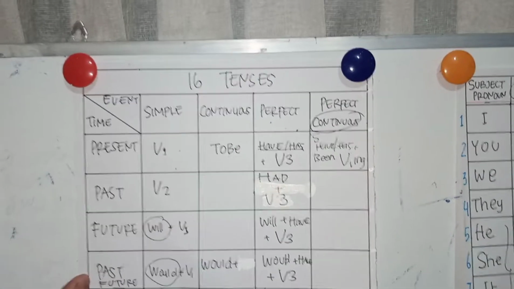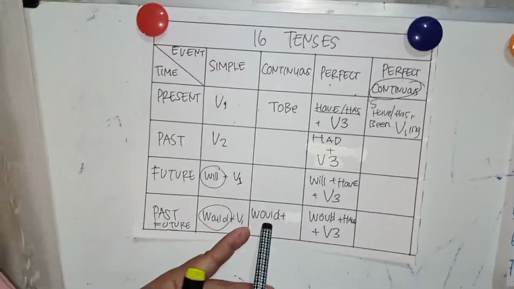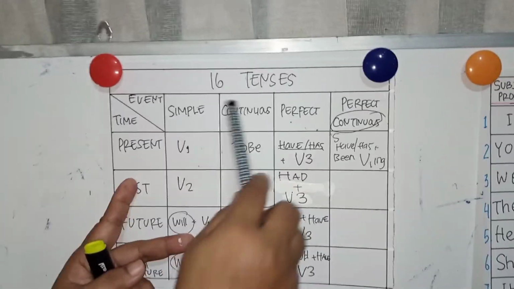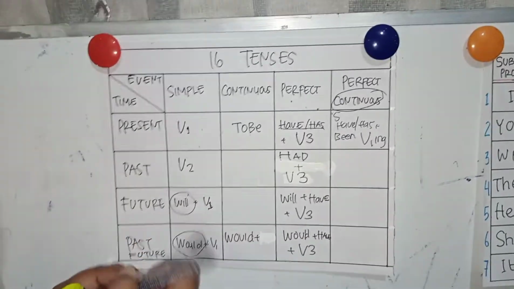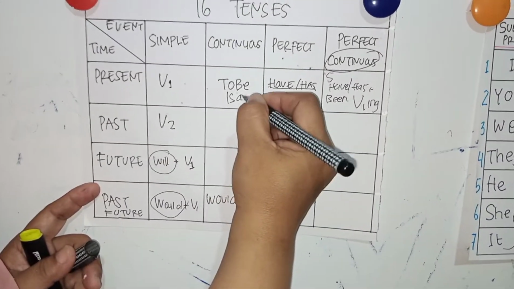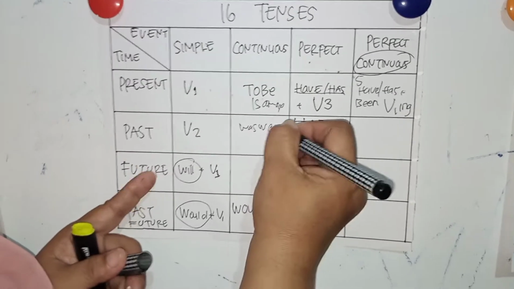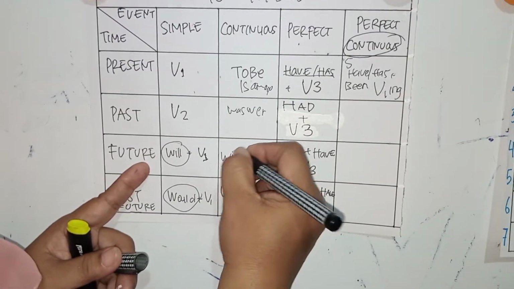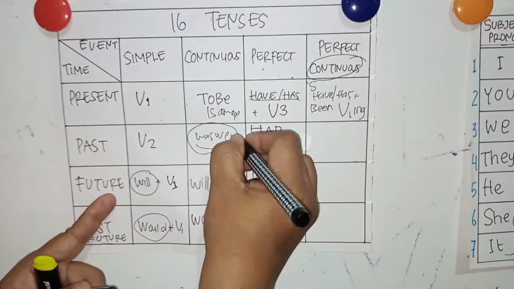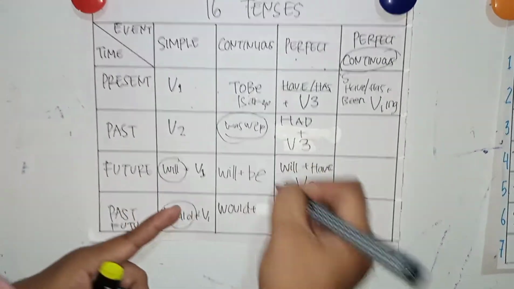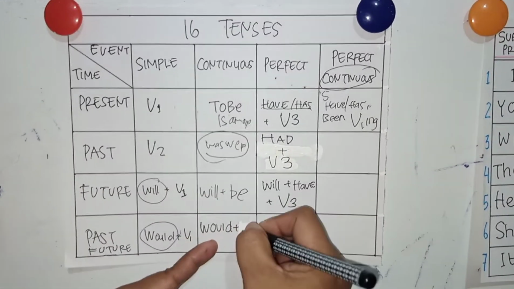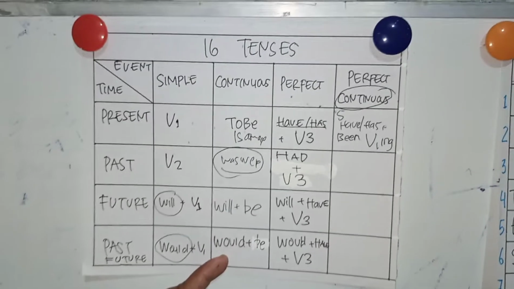Please remember. And then after that, the past continuous. Remember, the continuous always uses to be. Here is am, is, are. To be in the past: was, were. To be in the future: will. And this to be, was, were, changing into be. And the past future uses be too.